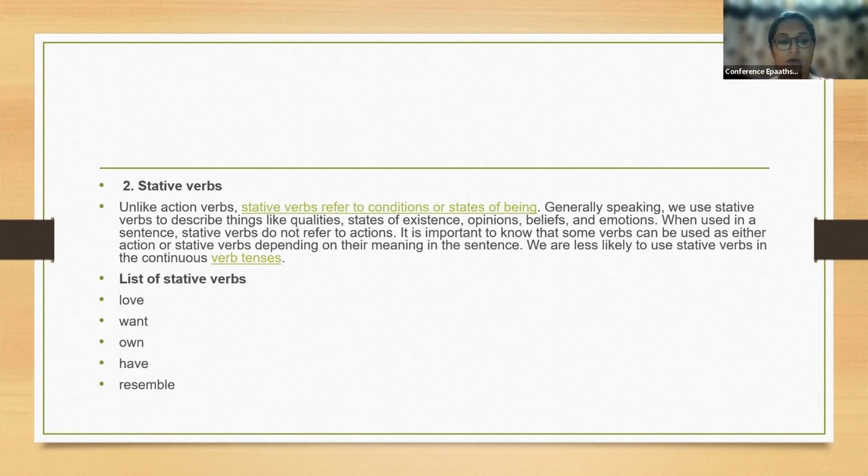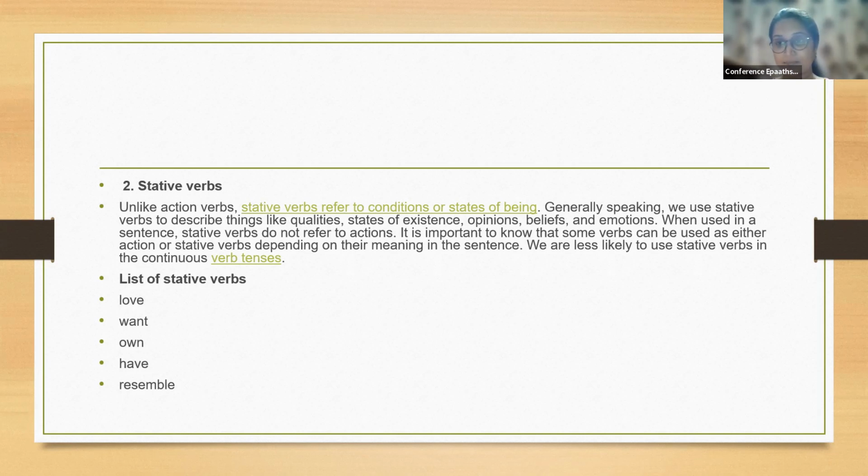Okay. Now, there are some static verbs like love, want, own, have, resemble. So they have categorized the verbs in this category where they are talking about some existence, opinions, beliefs, and emotions.